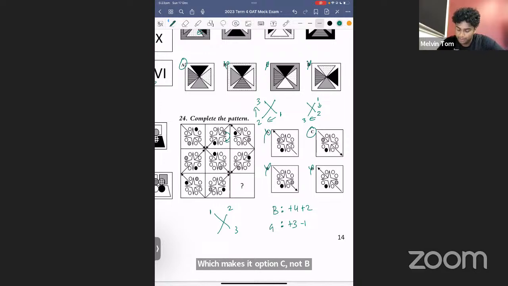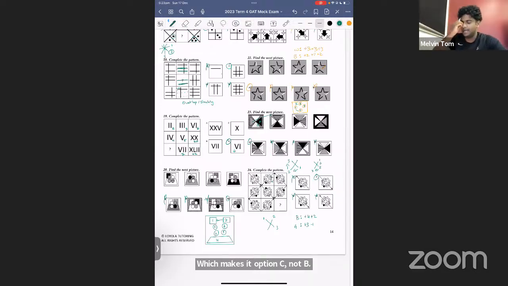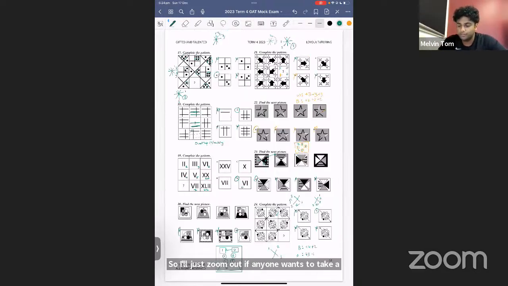So I'll just zoom out if anyone wants to take a screenshot. I don't think this screenshot itself will be that useful, but I know a lot of you wanted to take screenshots, so okay, you can take that. All right.